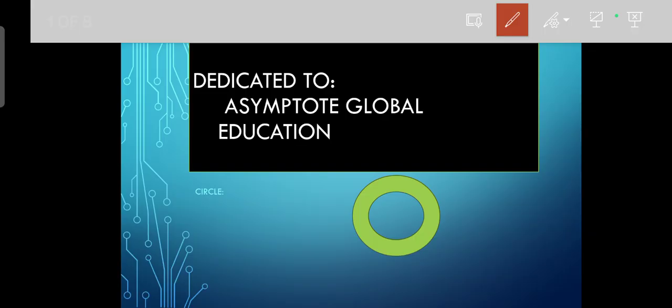Today I will teach about the circle. This kind of shape is known as a circle. We all know that a circle has a plane shape like this. Detailed information about the circle we will provide you in today's class.